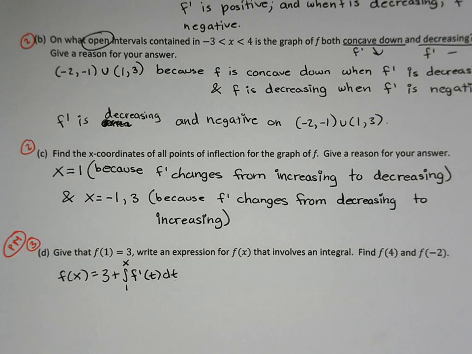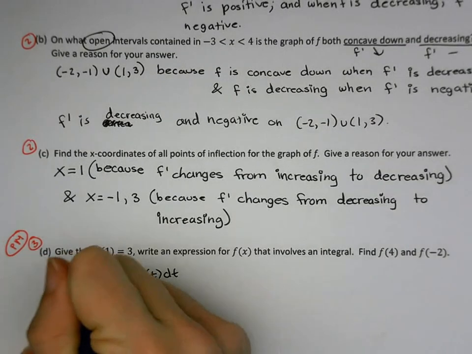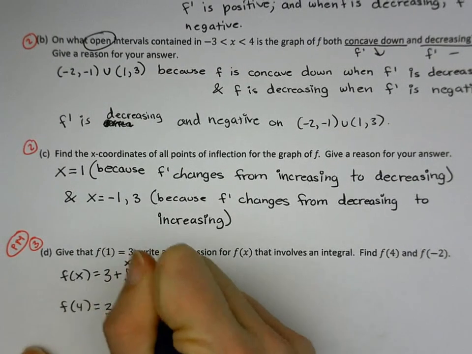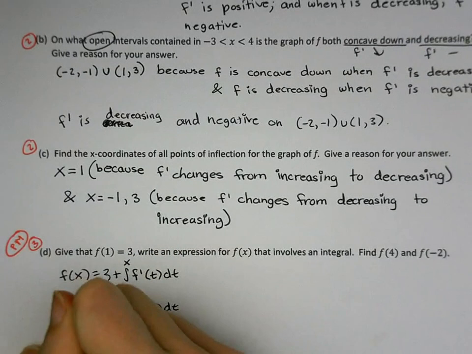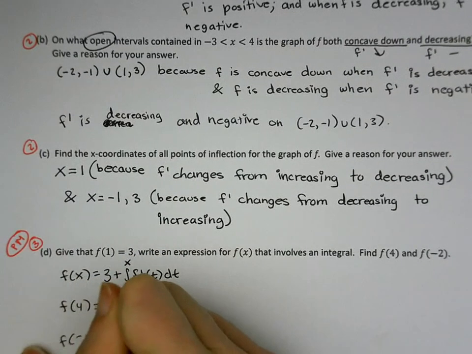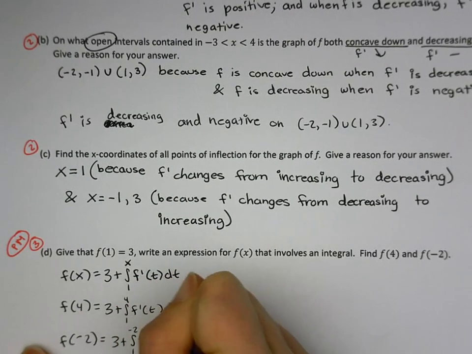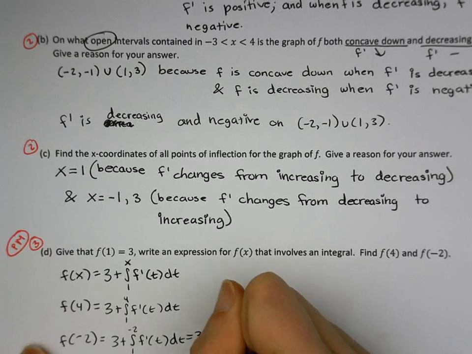Okay, and so then we are going to use that expression to find f of 4 and f of -2. So f of 4 would be 3 plus the integral from 1 to 4. And f of -2 is going to be 3 plus the integral from 1 to -2, which is upside down, so I'm going to go ahead and fix it: 3 minus the integral from -2 to 1.